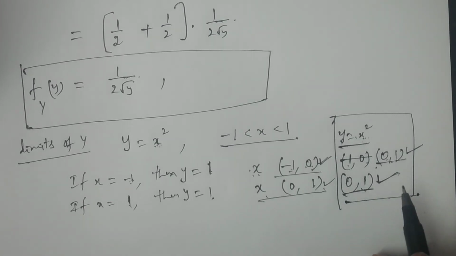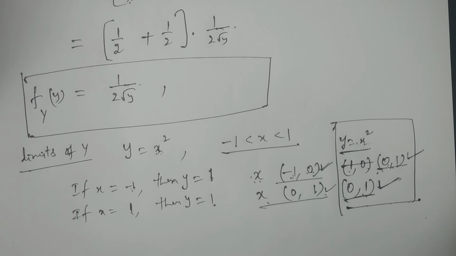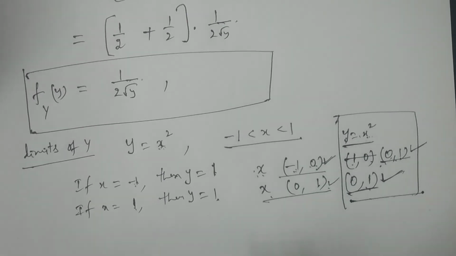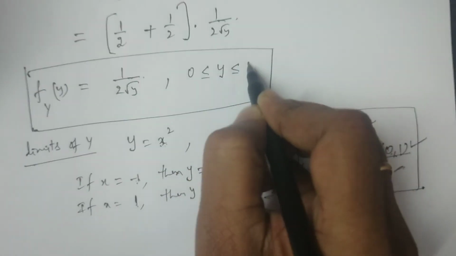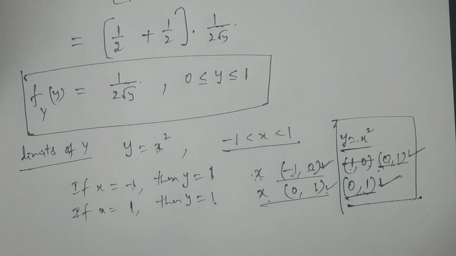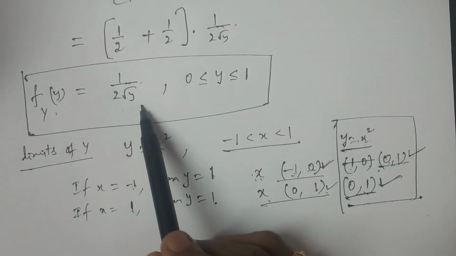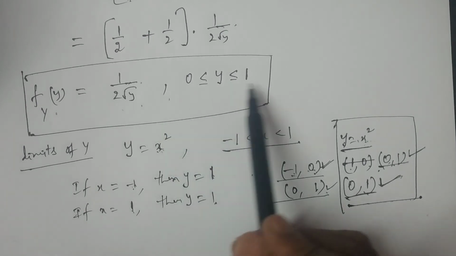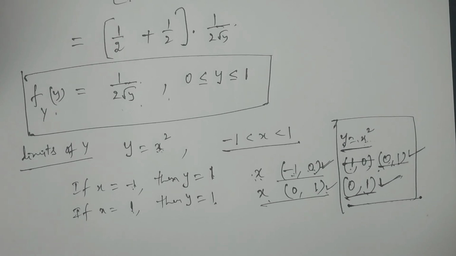Therefore, the symmetrical limits of x lead to y limits that always take values between 0 and 1, that is, 0 less than or equal to y less than or equal to 1. These are the limits of the variable y. Hope you understand. The density function of y is nothing but 1 by 2 root y, for which the limits of y are 0 to 1. This is the explanation for this particular problem.